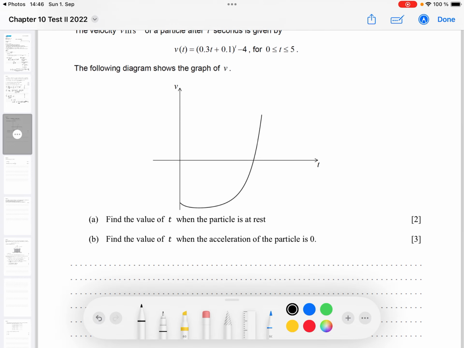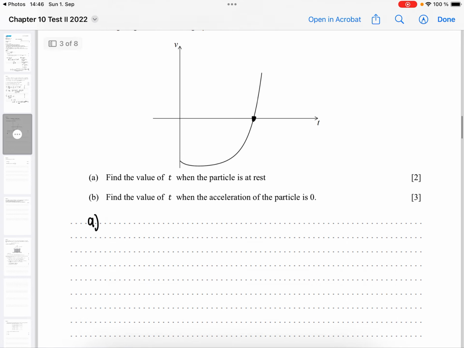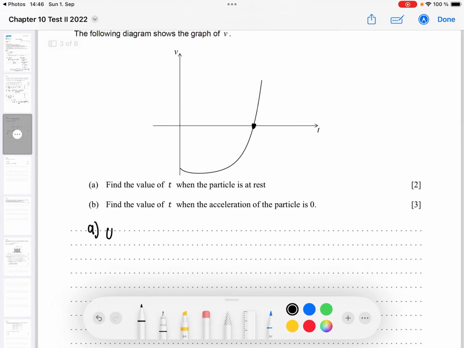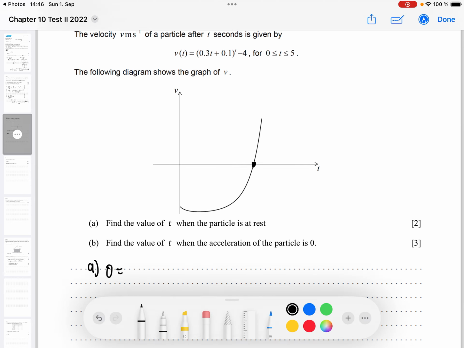So when the particle is at rest, the velocity is 0. We can see that it's at this point right here. So for part A, all we have to do is find 0 equals, and then we write the function of v of t. So 0 equals 0.3 to the t plus 0.1 to the t minus 4. Now we just have to put this into our calculator and solve.